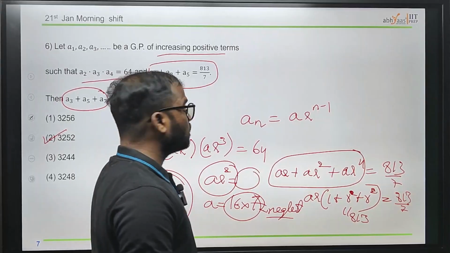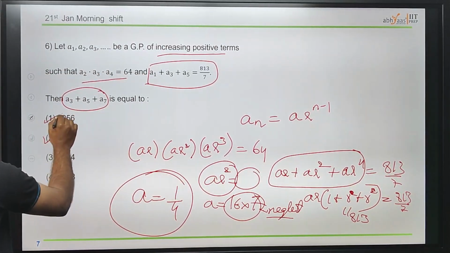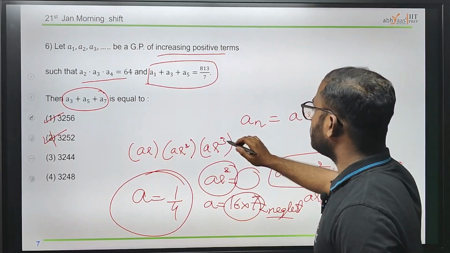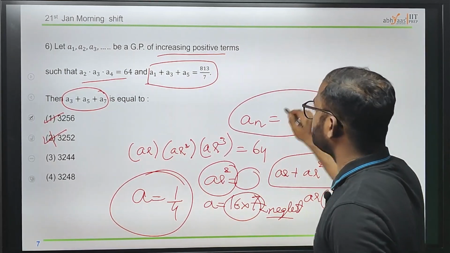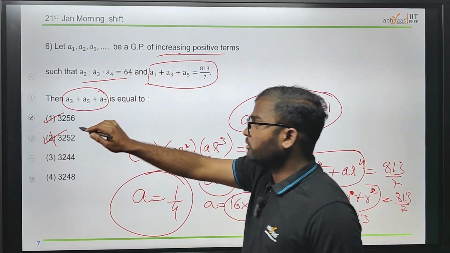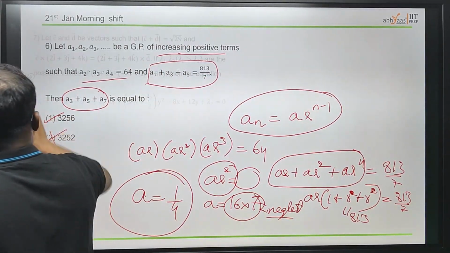Actually, I think it is not 3252, it will be 3256. That's how we can easily solve this question. It is a simple one which is based on the concept of GP, and we also have to see whatever conditions they have given. Now we will move to the next question.